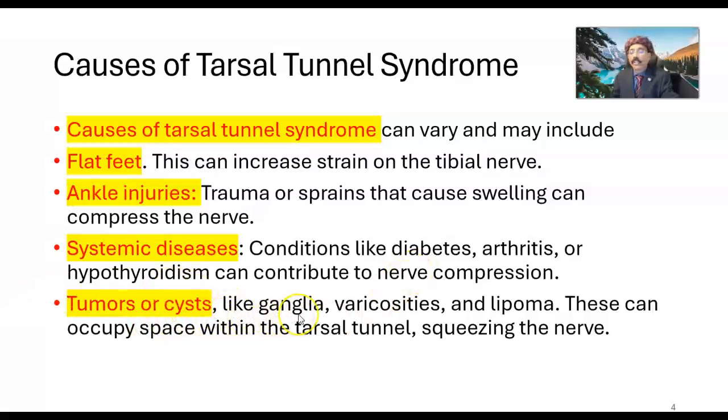Tumor or cyst like ganglia. Ganglia here means a protrusion of the synovial sheath of the tendon. This is not a nerve ganglion. It is usually the prolongation of the synovial sheath around the tendon in a protruded manner. Varicosities of the vein and lipoma. A lipoma is a benign tumor of the fatty tissue. This can occupy space within the tarsal tunnel, squeezing the nerve.